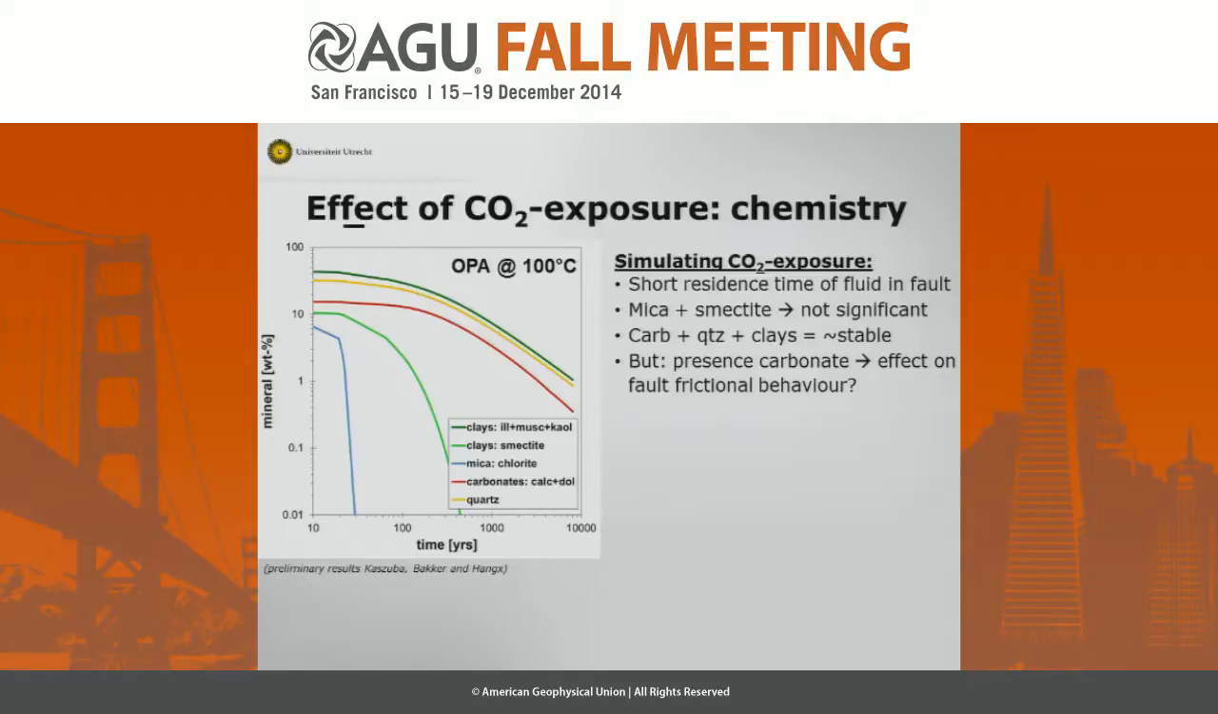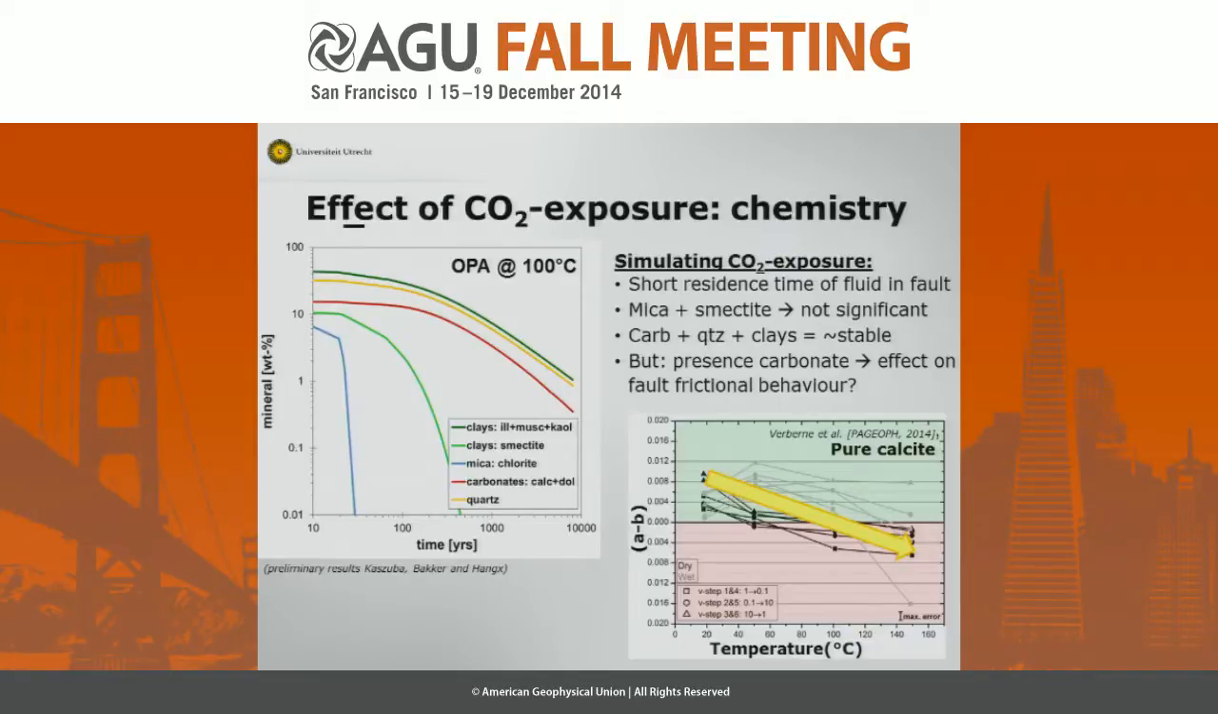Now, overall, you can see that chlorite and smectite seem to be removed pretty quickly, but they're also present in small quantities. But if you look at the more stable minerals, so the rest of the clays, the quartz and the carbonate, they actually remain pretty long, and they will only be removed at a very late stage. Now, that is actually good news, and the one thing that we're interested in is what happens if you remove all the carbonate, because one of our other colleagues, Bart Verberne, has been studying pure calcite gouges, and he's seen some interesting behavior of this material with temperature and the presence of fluid.